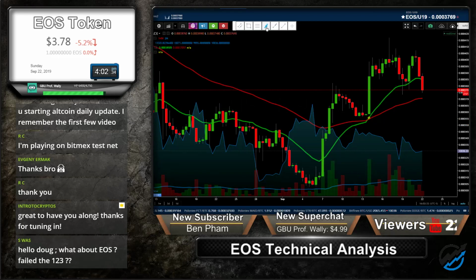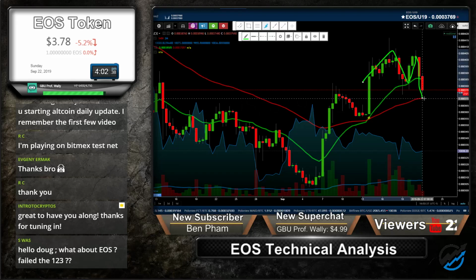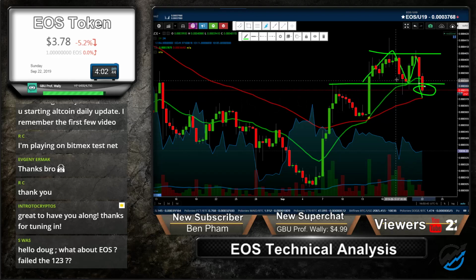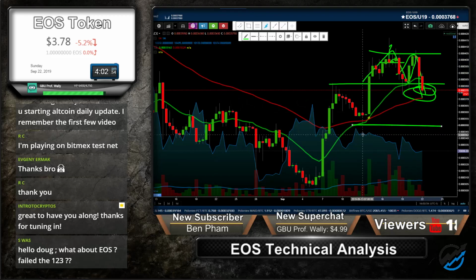But now we have a 1, 2, 3 top. The 1, 2, 3 is just a failed retest of a recent high or low. So this is a confirmed 1, 2, 3 top. It's confirming that we had this little 1, 2, 3 and it broke below it, came back and retested and then went down more. That's a double confirmation. And that's why I'm saying I'm expecting it to come back to here.